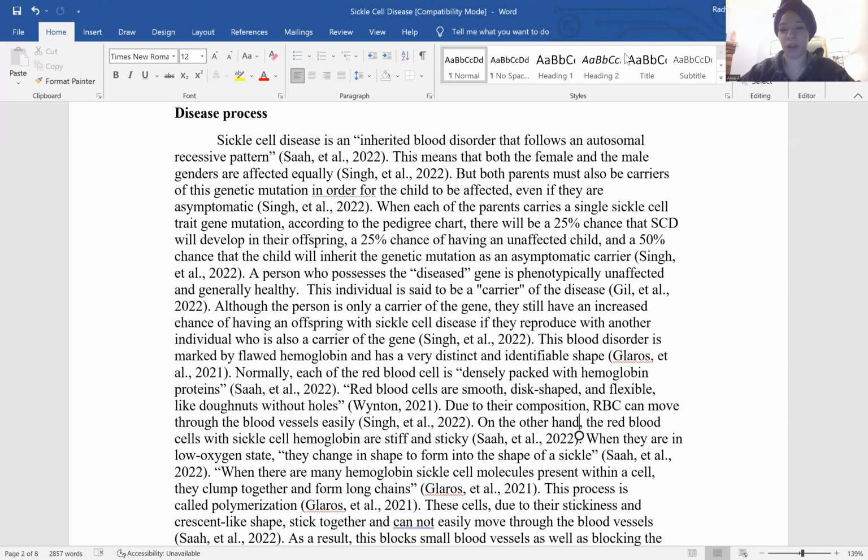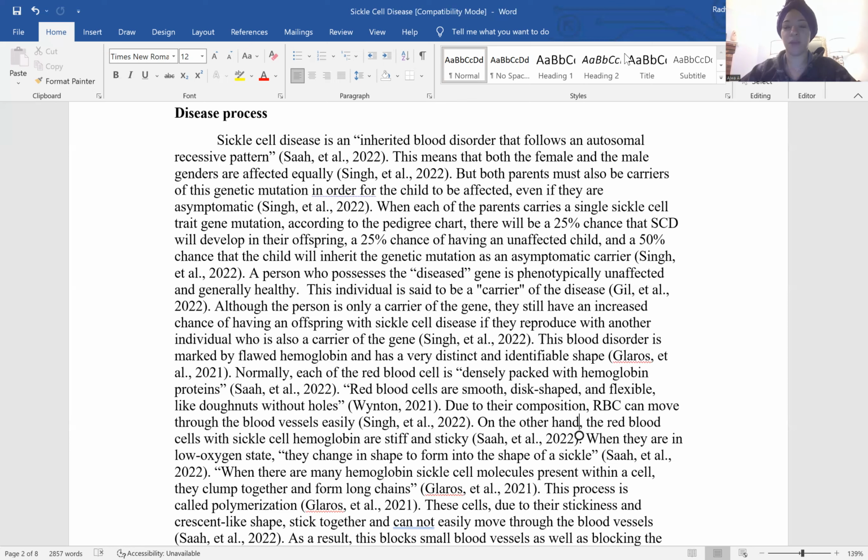When each of the parents carries a single sickle cell trait gene mutation, according to the pedigree chart, there will be a 25% chance that sickle cell disease will develop in their offspring, a 25% chance of having an unaffected child, and a 50% chance that the child will inherit the genetic mutation as an asymptomatic carrier. A person who possesses the diseased gene is phenotypically unaffected and generally healthy. This individual is said to be a carrier of the disease.